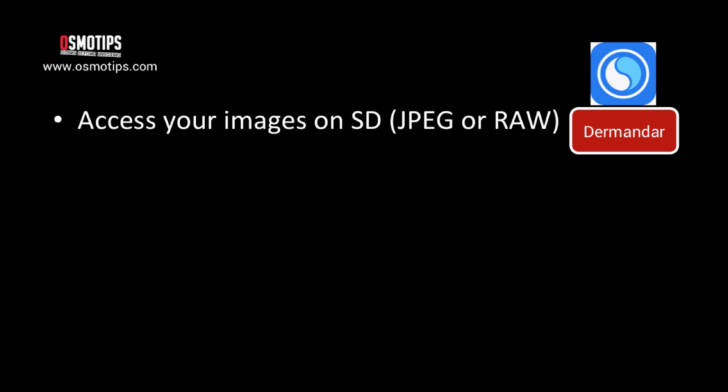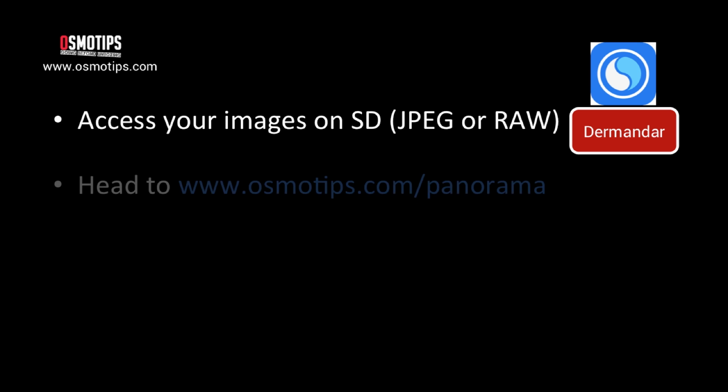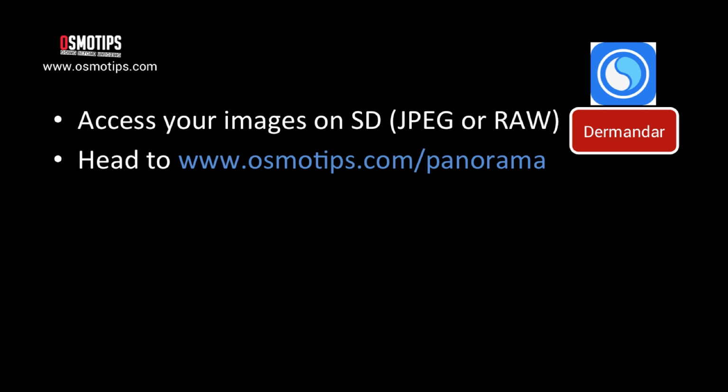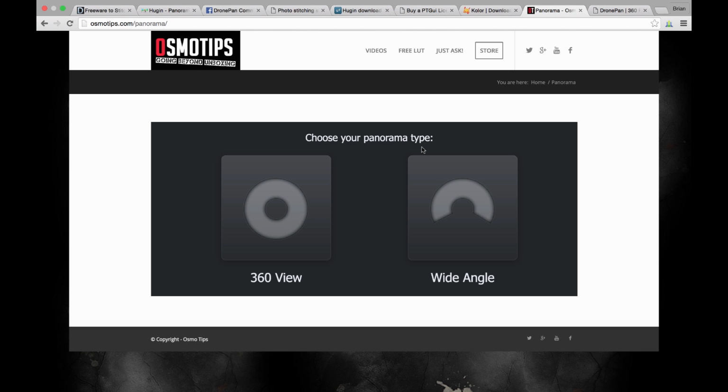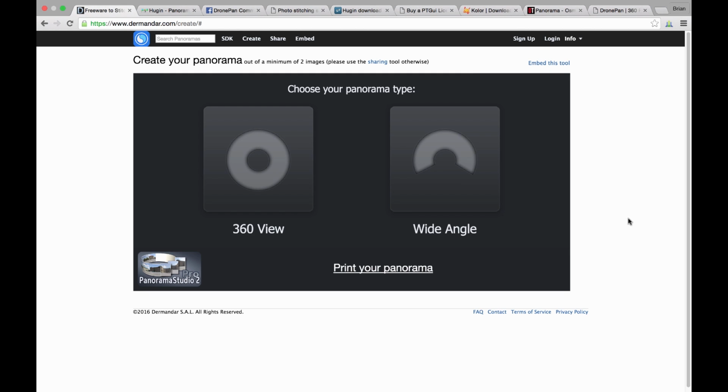So it works with images that you can access on your SD card, so you get the high resolution images that have already been used for any one of your panoramas that you've taken with the Osmo. And then what you want to do is you head on over to the Dermandar site, but what I've done is I've created a shortcut on the Osmo Tips website. So if you want something easy to remember, you know us as Osmo Tips, osmotips.com/panorama. This will land you on a page like this. So this is what it looks like on our site, but you're more than welcome to go to the original site, and you can use the app from this site.